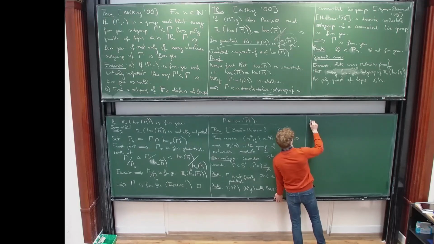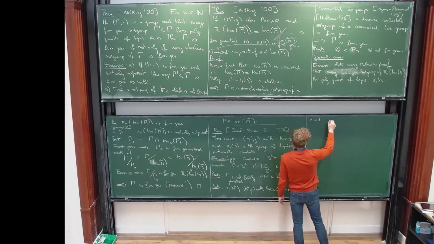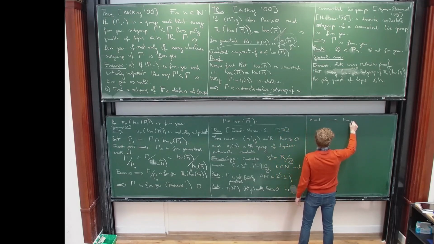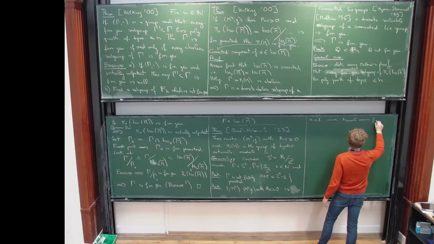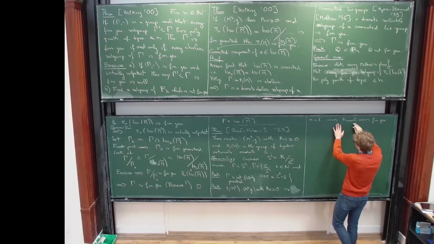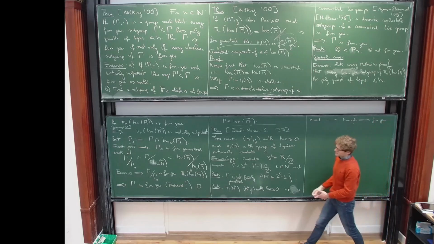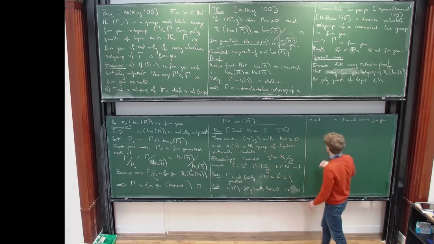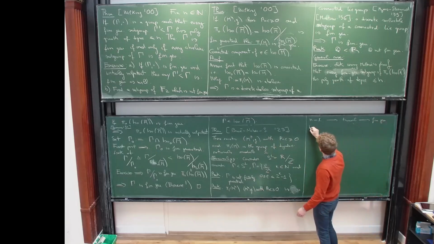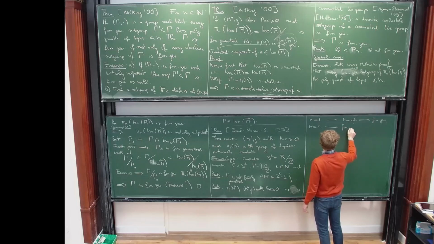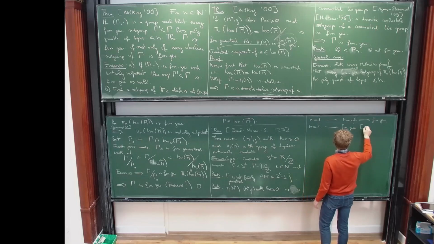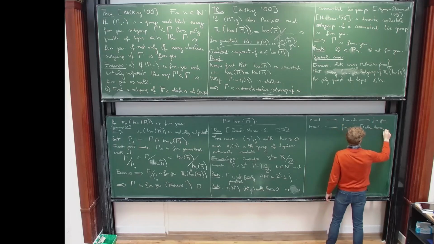So for n equal to 1, this is trivial. In particular, it's finitely generated. So the study of those fundamental groups is trivial and they are all finitely generated. For n equal to 2, they are all finitely generated. This is due to Cohn-Vossen in the 30s.